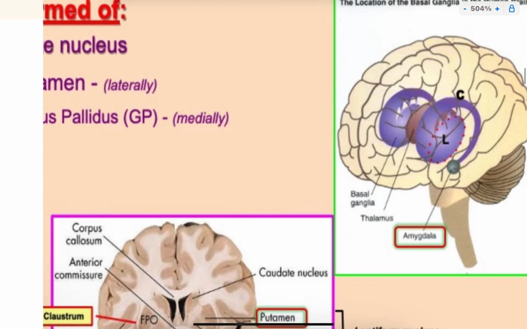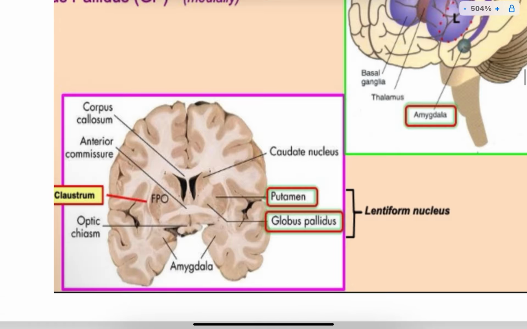Let's try to see this picture. This picture is showing us again the caudate nucleus, the putamen laterally, and medially the globus pallidus. Under them is the amygdala, and here, as we said, the sheet of gray matter deep to the insula is the claustrum.